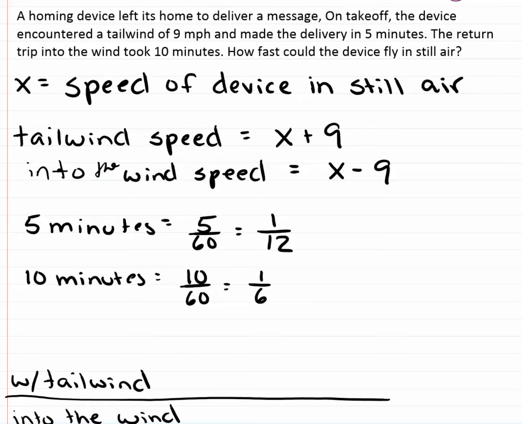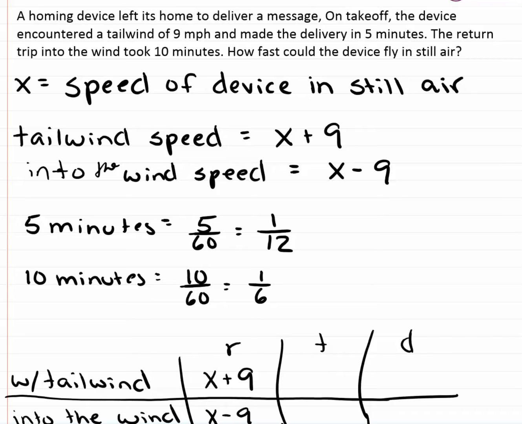All right, now let's set up our table. We've got our rate, we've got our time, and we've got our distance, just like every other table we've set up so far. So when we're going with the tailwind, our rate of speed would be x plus 9. And when we go against it, it's going to be x minus 9. Our time with a tailwind, we were told, is 5 minutes, and thus that converts to 1 over 12 hours. And our time going into the wind was 10 minutes, which we said converted to 1 over 6 hours.